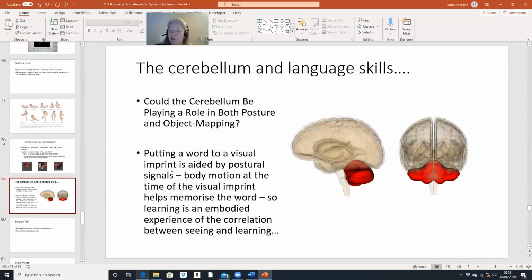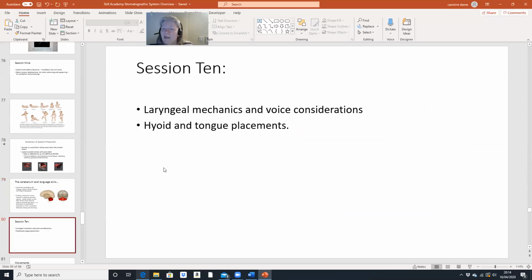And so we do talk quite a lot about how the need for repatterning your cerebellum on the motor coordination side of things sets you up for your language, memory, and emotional dynamics. So we spend ages on that because it's fascinating. Then obviously we finally come in session 10 down onto laryngeal mechanics.